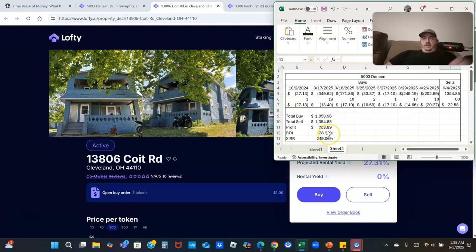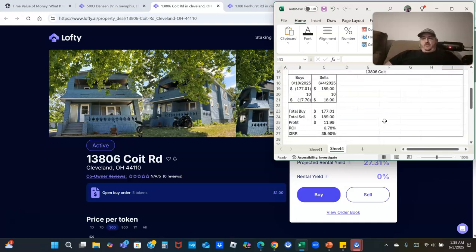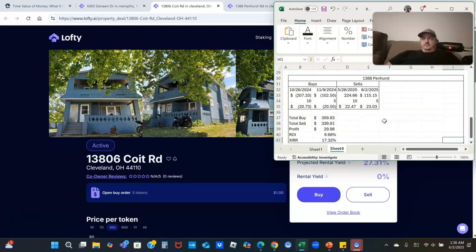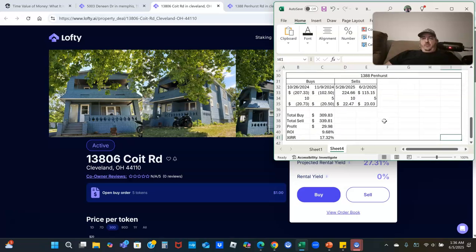And sure, could I hold out and try to get a 50% ROI? Yes, but it might take so long that my actual annualized return is lower by trying to do that. And so that's why I'm just trying to move some of this stuff really quickly. As soon as I realize I've made a mistake on something, I'm trying to get rid of it. I do still have some more of these Penhurst ones.